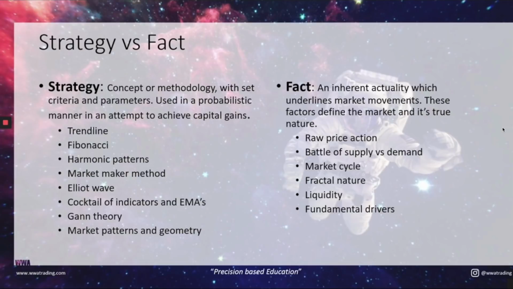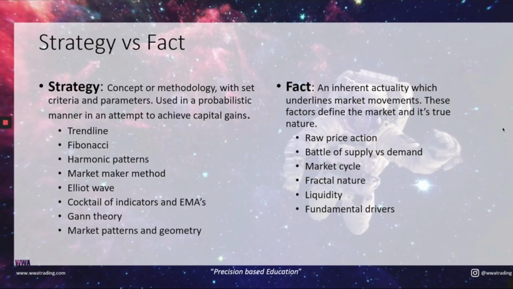You may be using them yourselves right now, a foundational one being trend lines, Fibonacci. You can use harmonic patterns, different schools of thought, for example Elliott wave theory, the market maker method, Gann theory, market geometry and market patterns. All of these things we've all come across and studied. But in reality, what are they? They are looking at the market from chance or theories or probabilities.